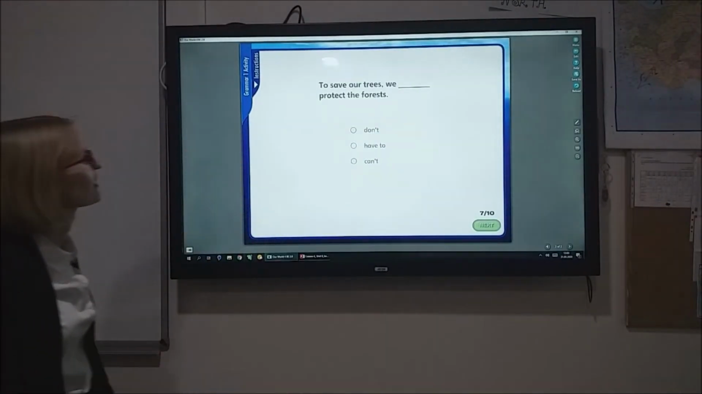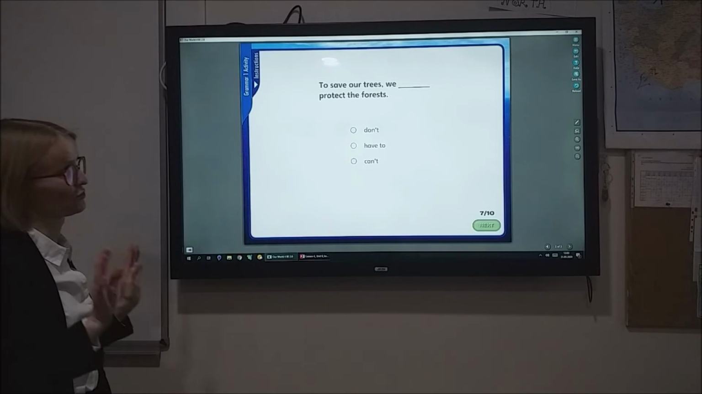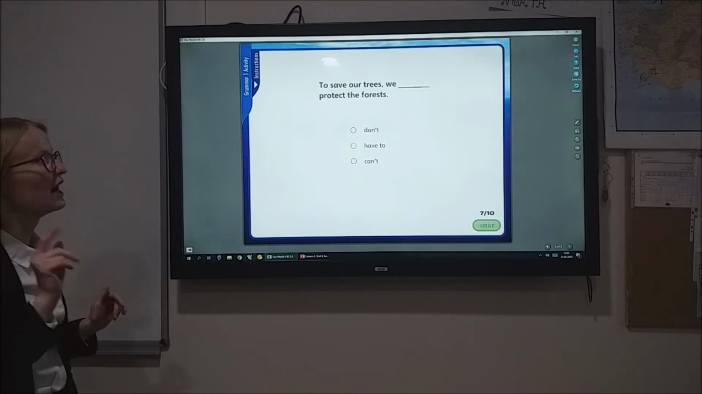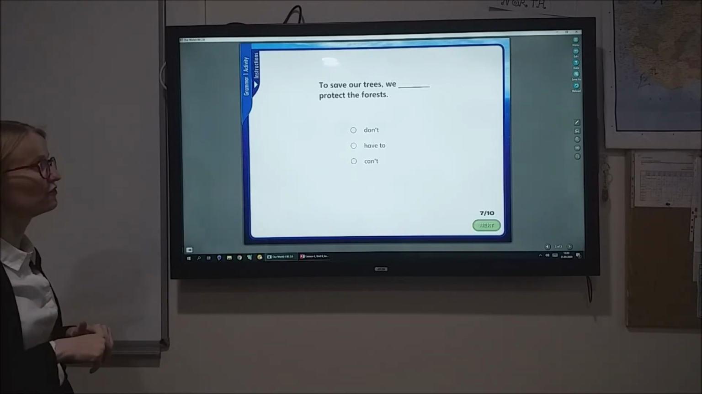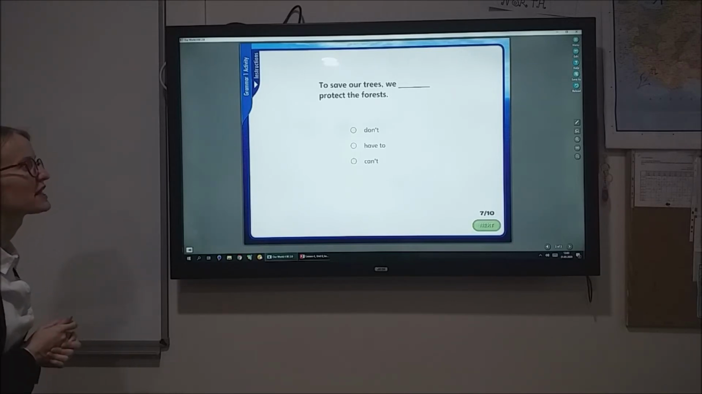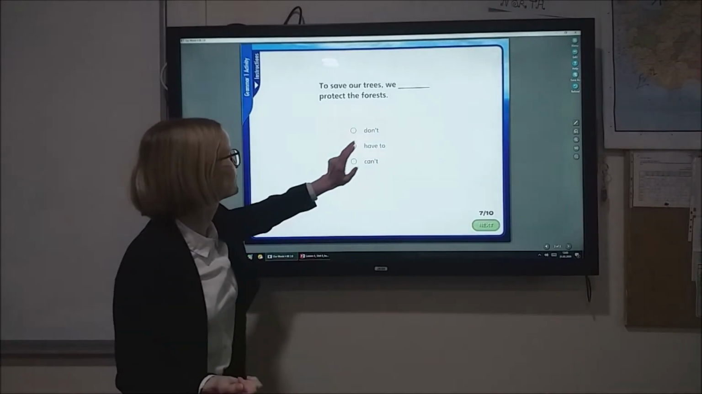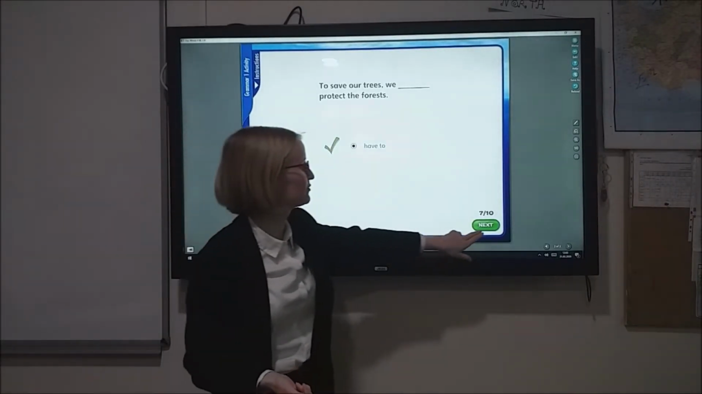Next, to save our trees, we don't protect the forest. We have to protect the forest, or we can't protect the forest. To save our trees, we have to protect the forests.